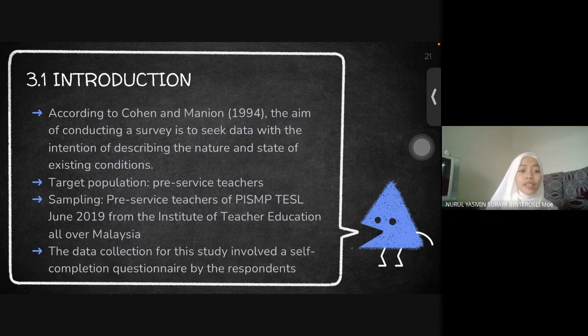And the targeted population of this research is pre-service teachers, and the sampling will be taken from pre-service teachers of PISMP TESL June 2019 from the Institute of Teacher Education all over Malaysia. And the data collection for this study involved a self-completion questionnaire by the respondents that will be administered through a Google Form, as it will be done online. All right, next we will look at the research design.